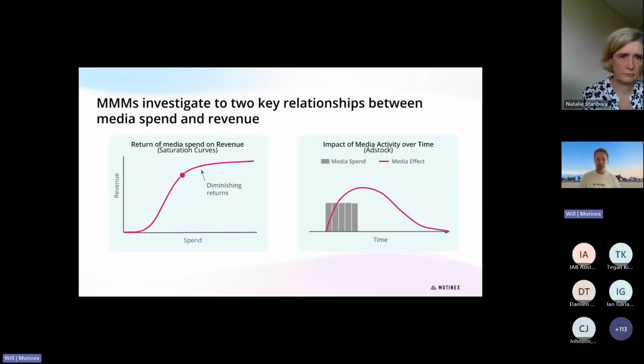And then in order to get to this final MMM picture, how are different levels of media activity driving performance? There's two key relationships a market mix model looks for between your spend and your revenue outcome. The first is looking to build a picture of what the return on media spend is on revenue at different levels of spend. And so that builds out these saturation curves, which you might be familiar with, which show that as you increase spend, you will reach this point of optimal spend where that line is at its steepest. So that means for every dollar you're putting into marketing, you're getting more and more revenue back.